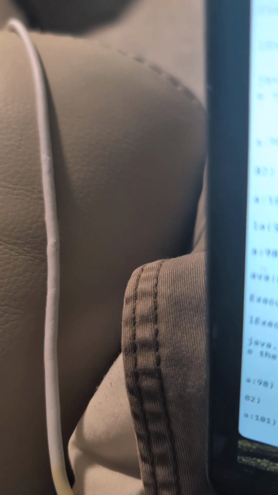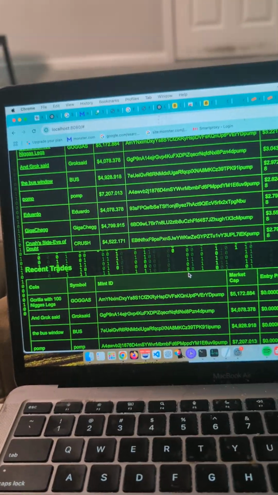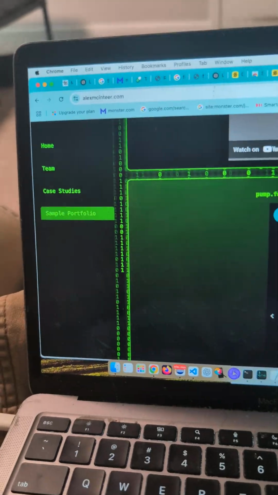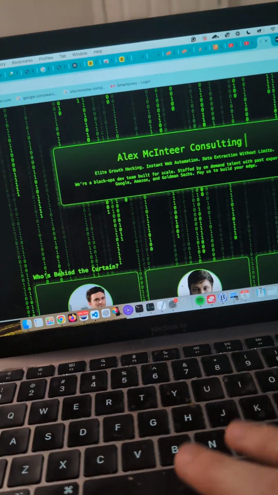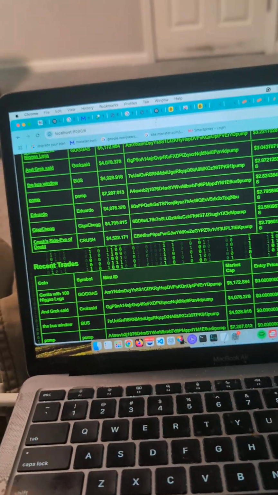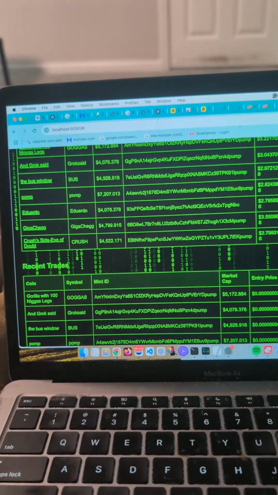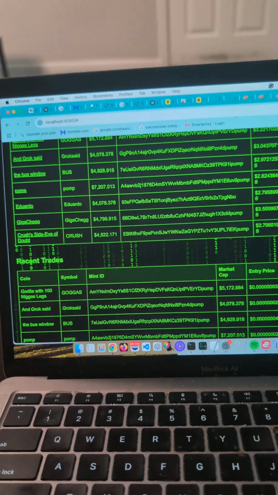If we come and look at this, I can't find it. Anyways, I use the same matrix background that my consulting website uses. Here's my consulting website. I use the same background that my consulting website uses just because I like the hackerish look.